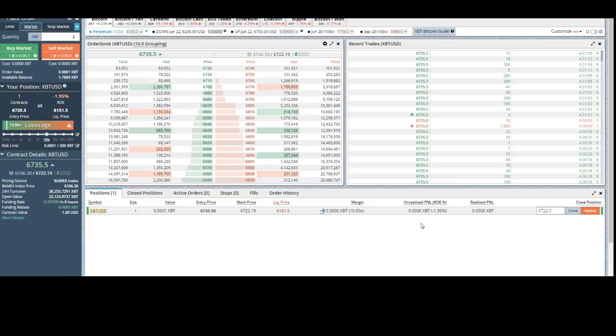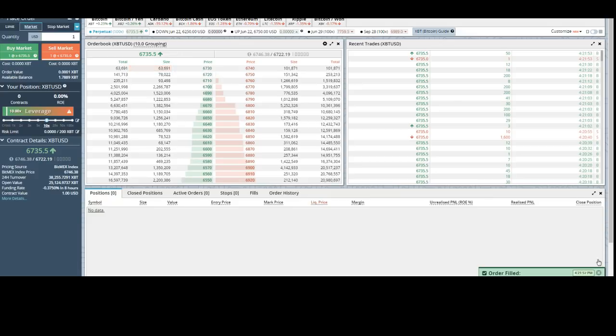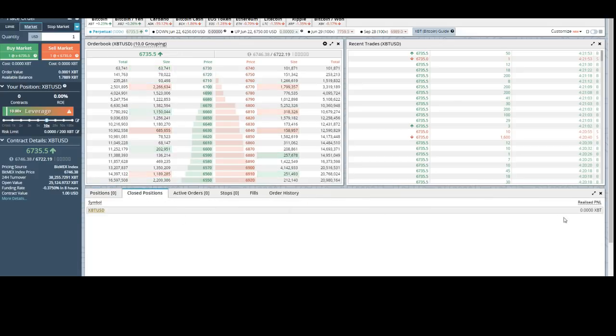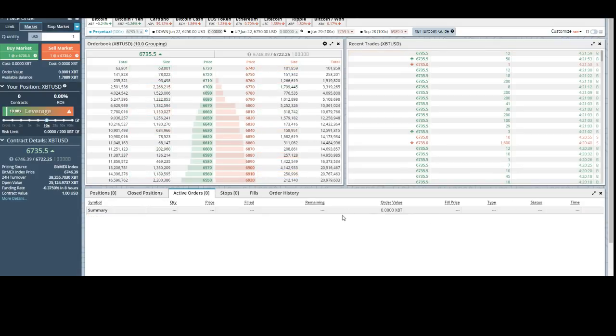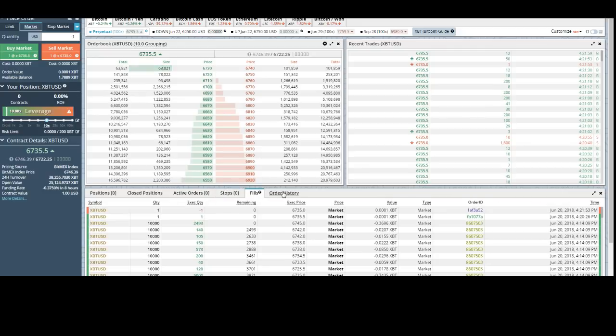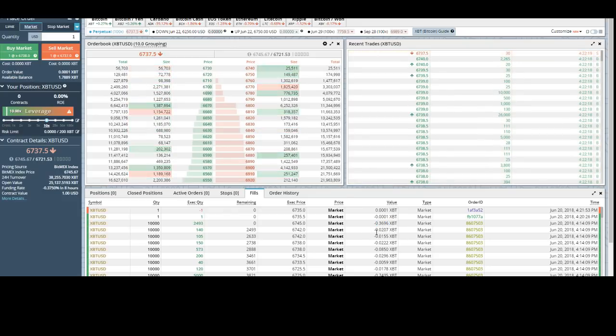Okay, so let's get this out of the way now. There we go, we closed our order. We go over to closed positions, we see our gain or loss over here. Here we have our active orders, it lags behind sometimes. Here we have our stops, here we have our fills and our order history. Talking about the fills real quick, people often think when they see this negative sign that they're losing money. You're not. All you should care about is the amount of XBT value. Just ignore the negative sign.